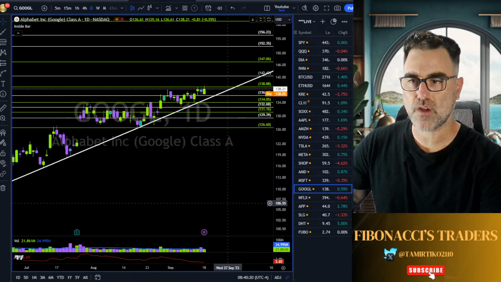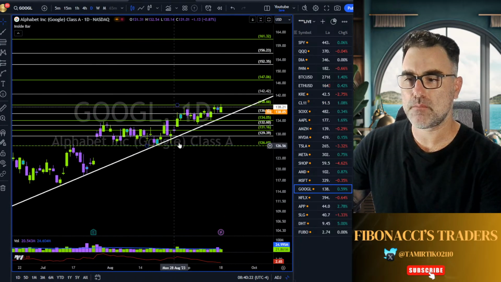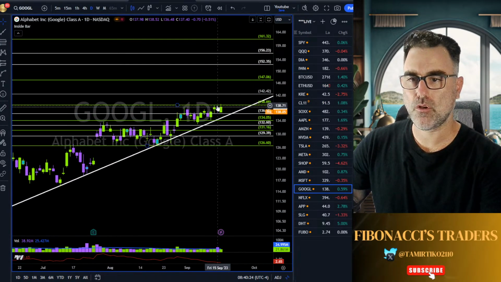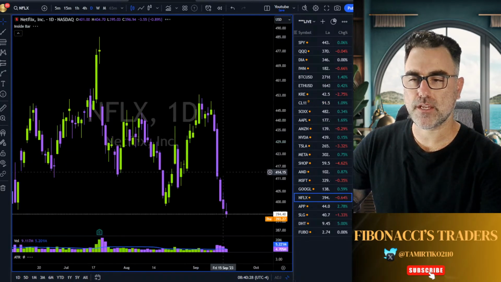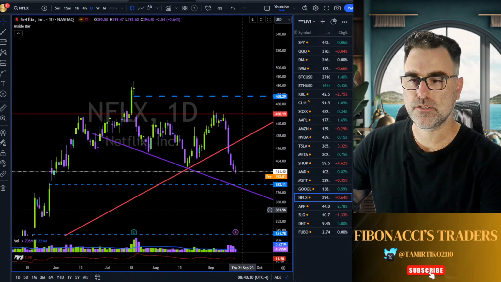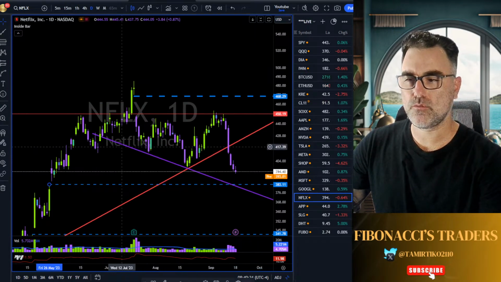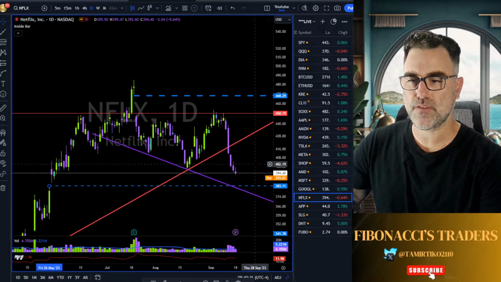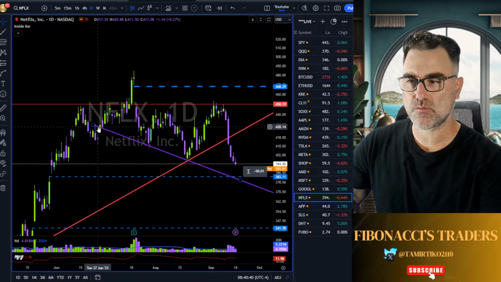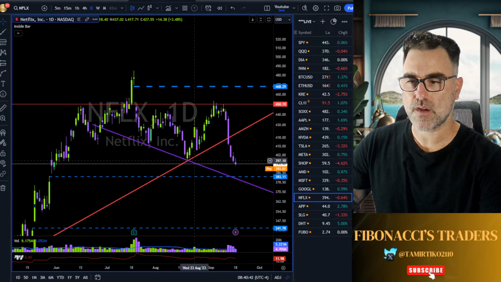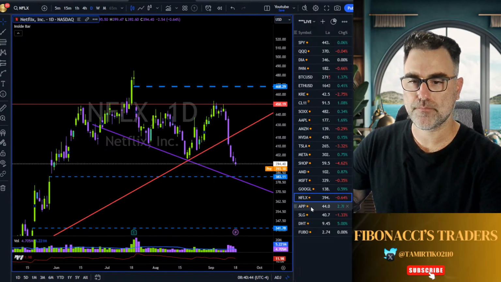Google, relative strength, holding nicely above this white trend line. Long continuation above the 138. Netflix, going straight towards this 383. We need to see if once this gap will get filled, we need to see a bounce of this purple trend line, same as we had here, same as we had here, and same as we had here.